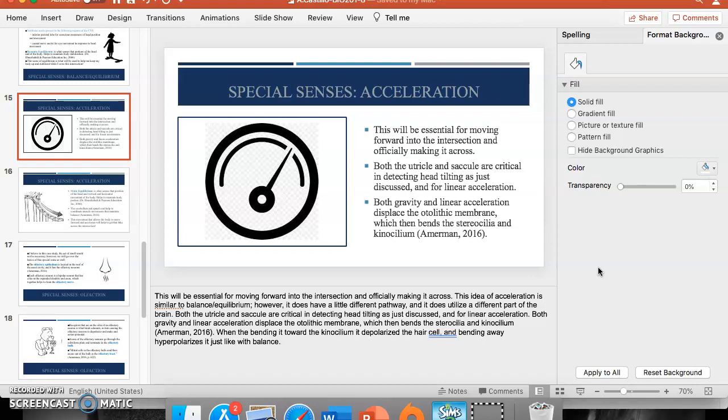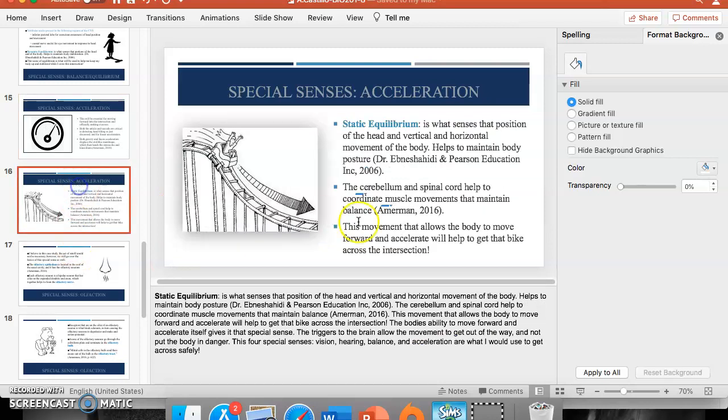Both gravity and linear acceleration displace the otolithic membrane, which then bends the stereocilia and kinocilium. When bending it toward the kinocilium, it depolarizes the hair cell, and then bending it away, it hyperpolarizes it, just like with balance. Static equilibrium is what senses the position of the head again, but also vertical and horizontal movement of the body. So for this type of equilibrium, this will help to maintain body posture.